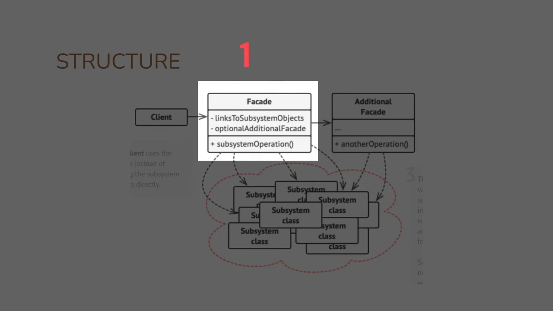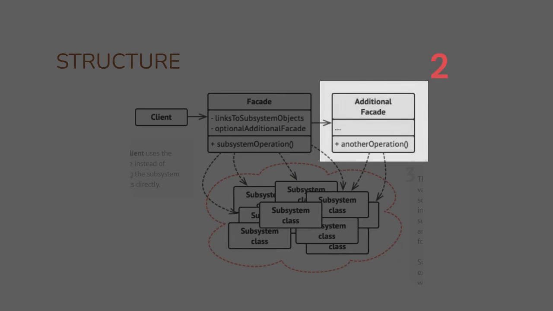1. The facade provides convenient access to a particular part of the subsystem's functionality. It knows where to direct the client's request and how to operate all the moving parts. 2. An additional facade class can be created to prevent polluting a single facade with unrelated features that might make it yet another complex structure. Additional facades can be used by both clients and other facades.